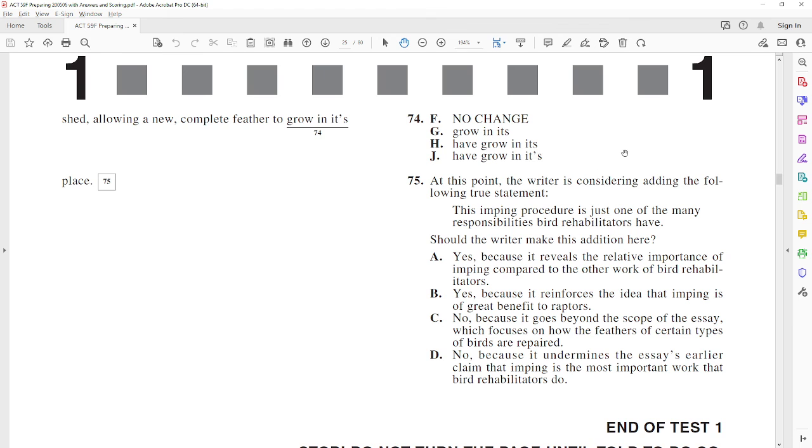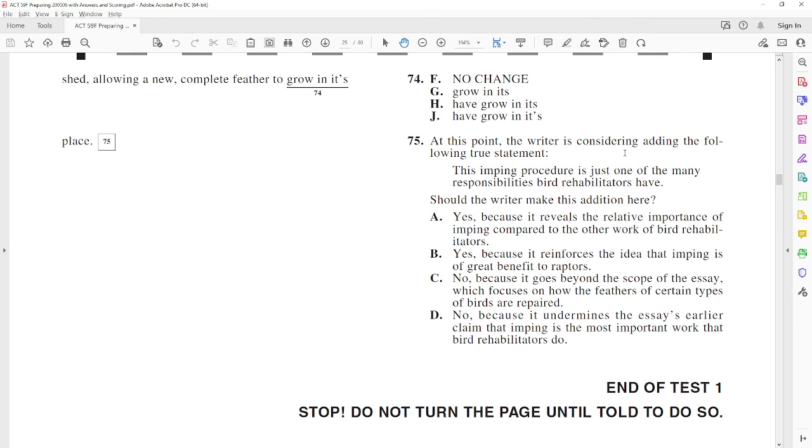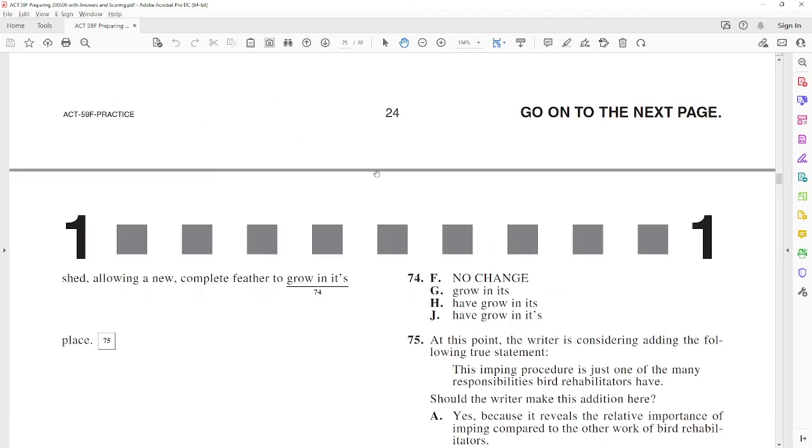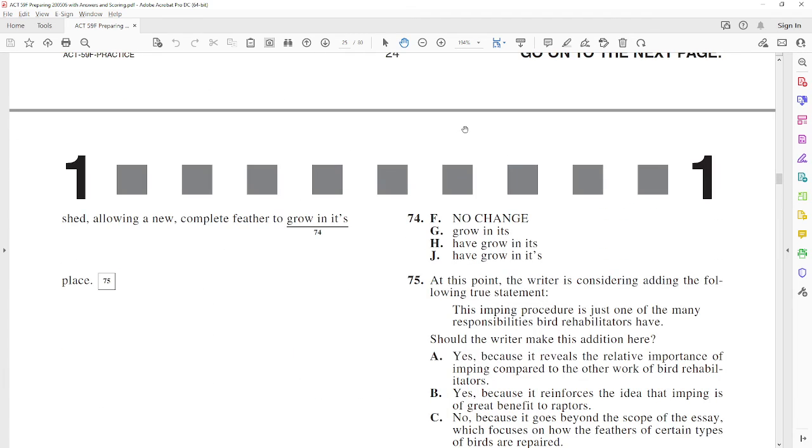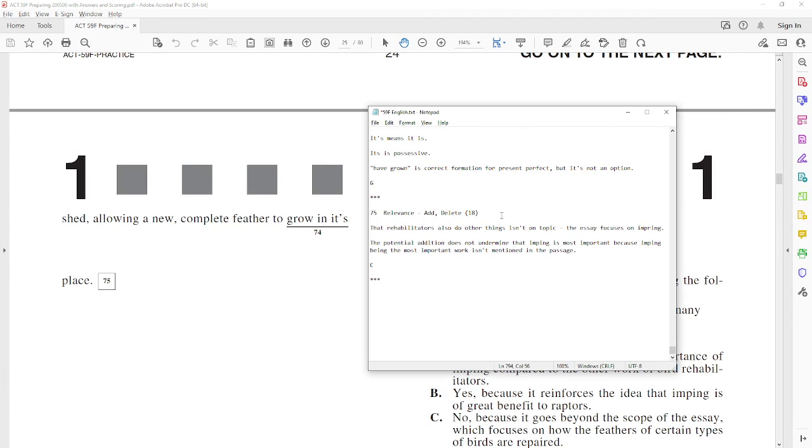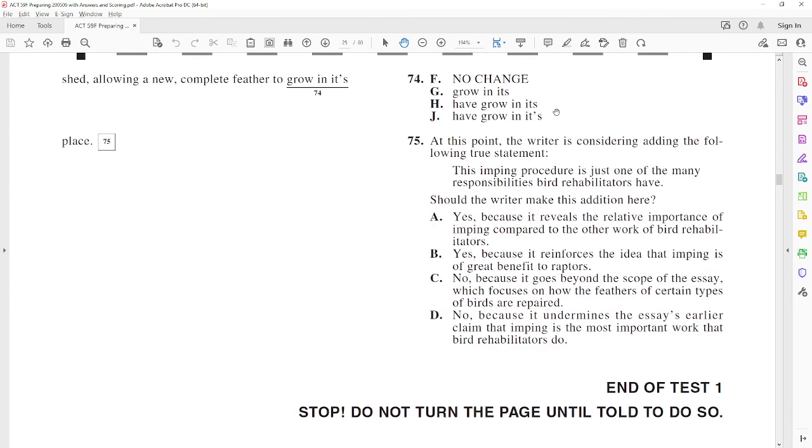All right, at this point, the writer is considering adding the following true statement. This imping procedure is just one of the many responsibilities bird rehabilitators have. All right, this one, 75, has to do with relevance. The whole passage is now ended already. Relevance, add, replace, delete is chapter 18. I always want to get the chapter number in there.